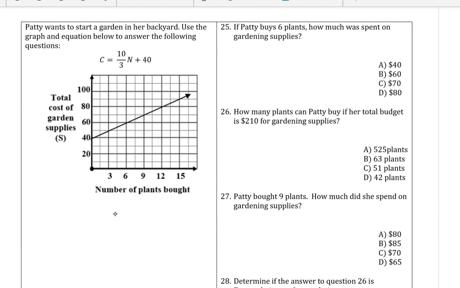Okay, so we're given our information, our graph here. Patty wants to start a garden in her backyard. Use the graph and equation to answer the following questions. If she buys 6 plants, how much was spent? If I'm looking at 6 plants, we spent 60. If she spent 210, well, 210's not on my graph, so I have to solve.